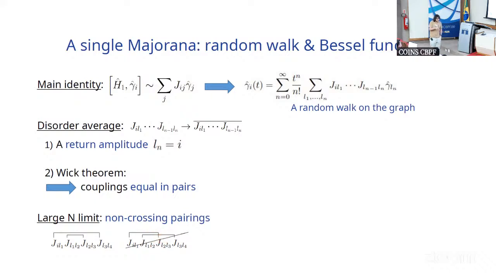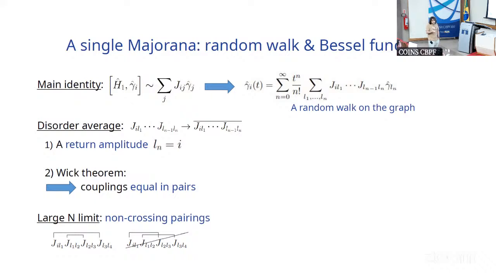I can show that this contribution is multiplied by a 1 over n factor with respect to this contribution. So when n becomes large, this contribution becomes completely irrelevant by the 1 over n expansion. So the only Wick contractions that survive in the large N limit are the non-crossing pairings.